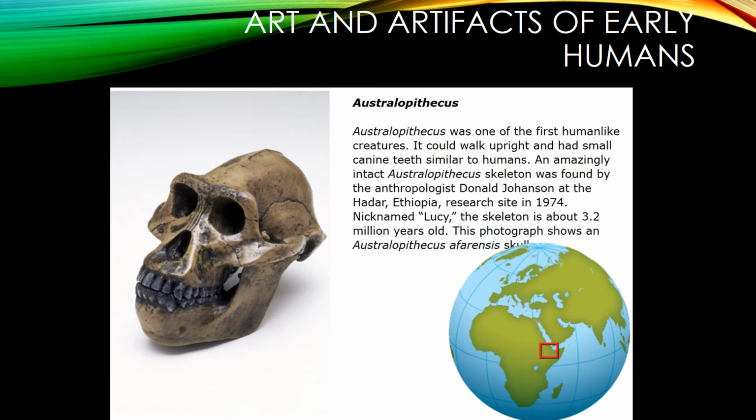The map on the right shows you the area of the world, Africa and Ethiopia, where Lucy was first discovered in 1974. Remarkably, it looks a lot like a human skull. So this is what an artifact of an early human would be classified as.